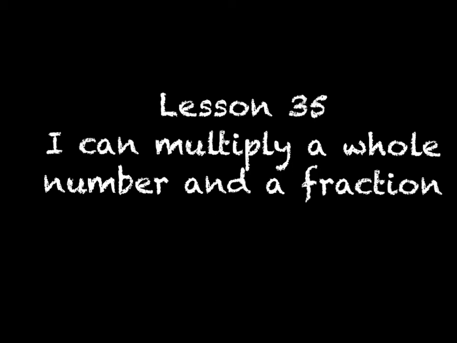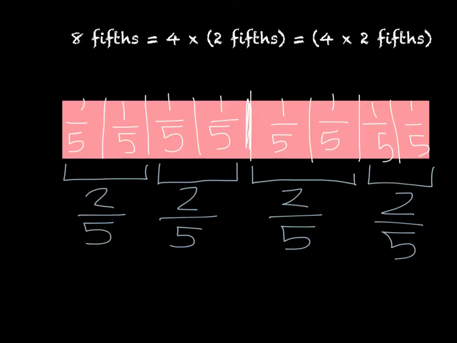Lesson 35. I can multiply a whole number and a fraction. For the first problem, you can see that it asks you to draw and label a tape diagram to show the following are true. So the first one that you see is 8/5 equals 4 times 2/5. Now that's very wordy, so we're going to break that down here.